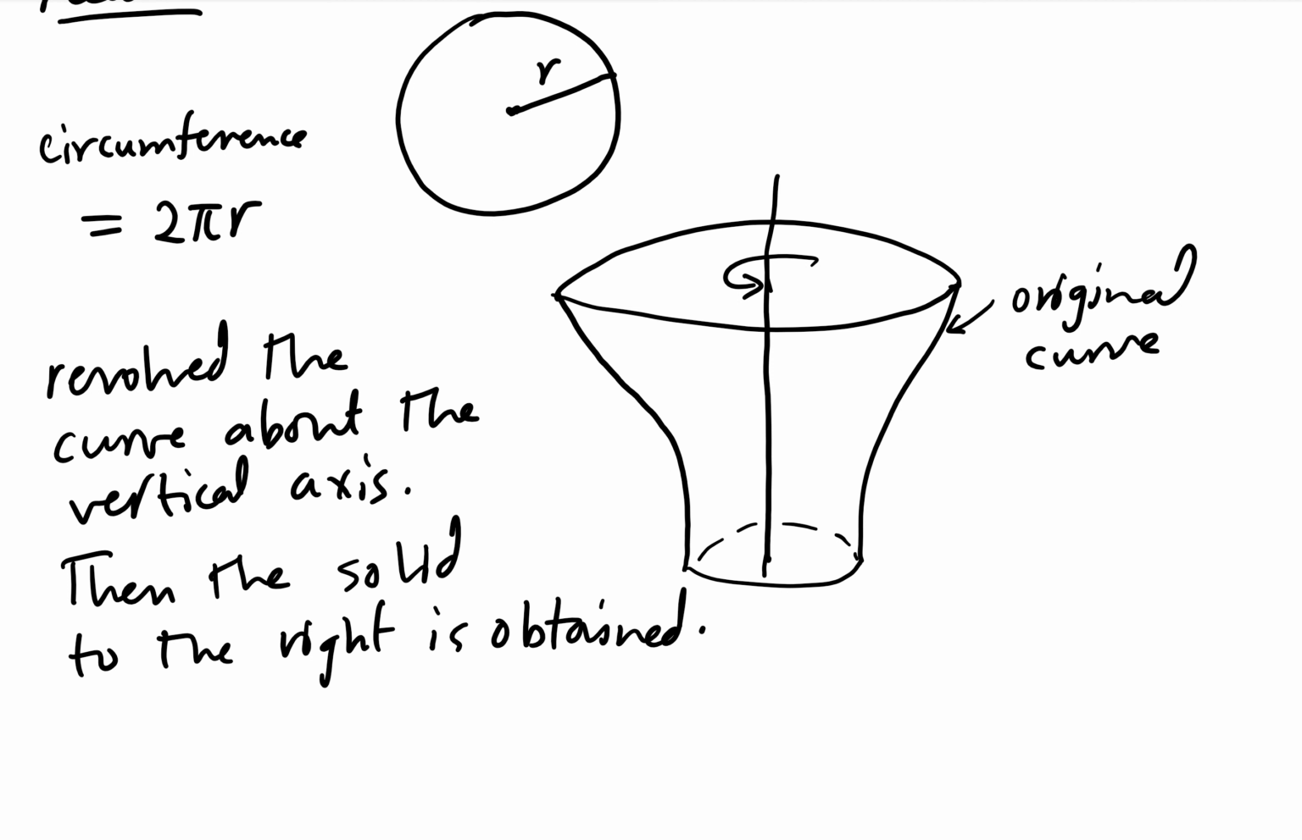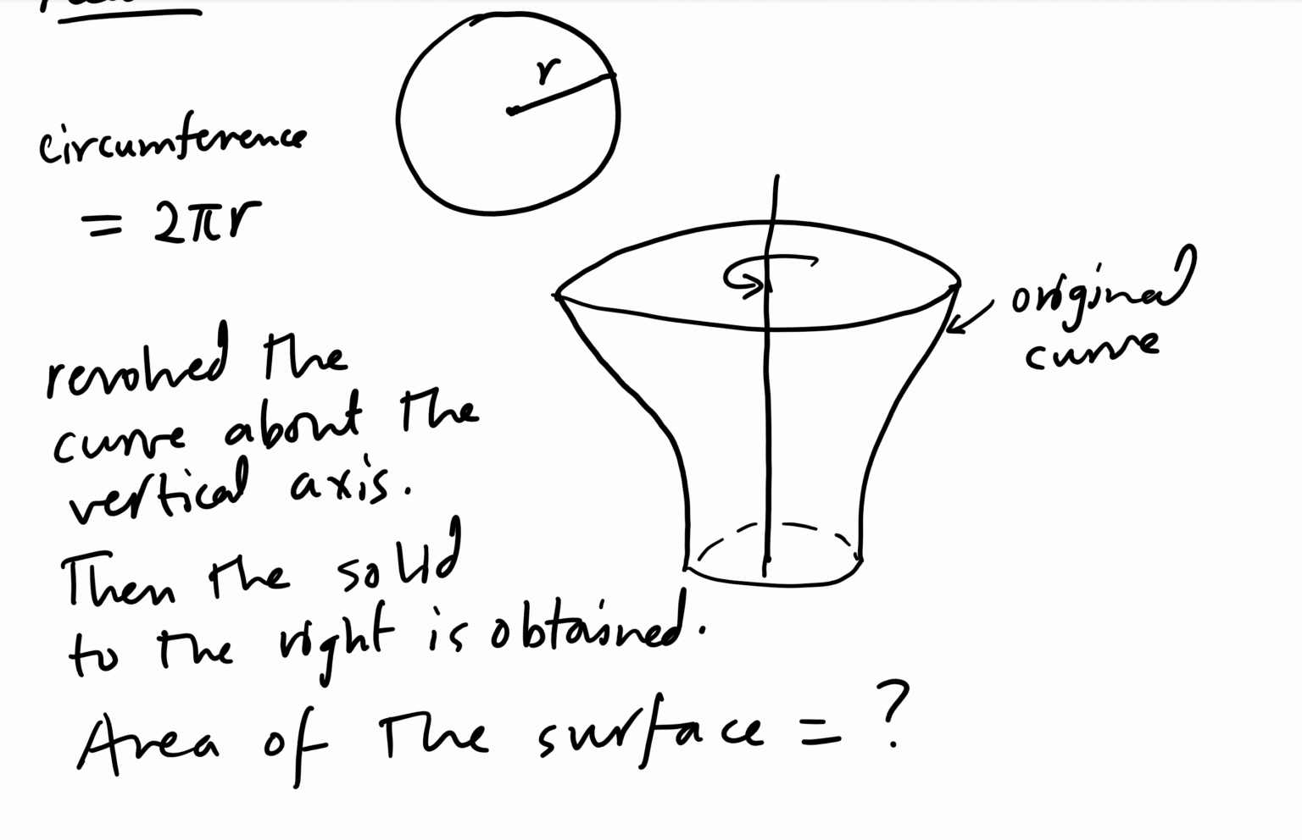They will know. But this is a surface. It's not like a rectangular wall. That's what makes it difficult. And that's why calculus kicks in to help us find the area of that surface. So that's what we're trying to do. Basically, what's the area of the surface for the solid obtained? That's what we are going to find out.